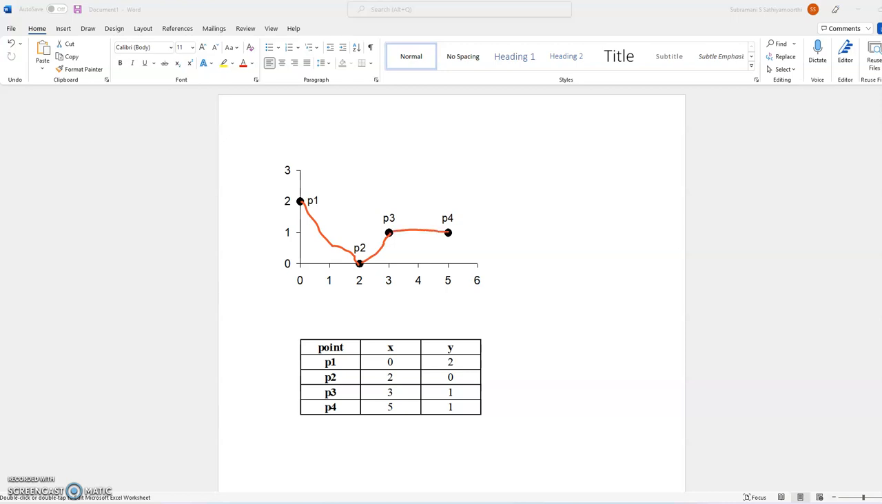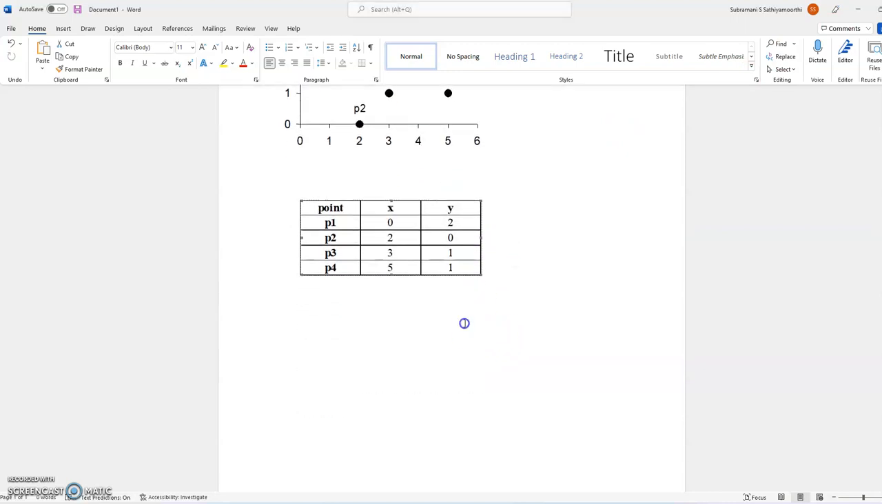So if I want to calculate this distance, now I'll be using the formula for Euclidean distance. So right now, for an example, I'm going to calculate only p1 and p2. For this, p1 is (0, 2) and p2 is (2, 0).